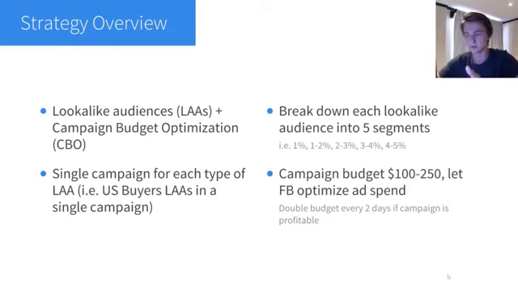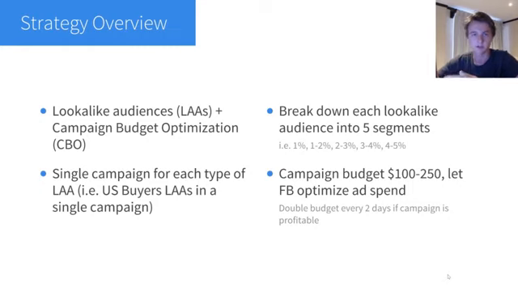You're going to break each lookalike audience into 5 segments, put it into a single campaign, turn on CBO, and then have a budget of about $100 to $250 to start off, and let it run and let it optimize. And this usually works really, really well because it lets Facebook find the absolute best spot to spend your budget within that lookalike audience. And you can just let it optimize, let it do its thing, and every 2 days, if the campaign is profitable, you're going to want to double the budget so that you get the most out of this campaign. So that's the overview of the strategy. It's not complicated, but you do need to have some data to work with.